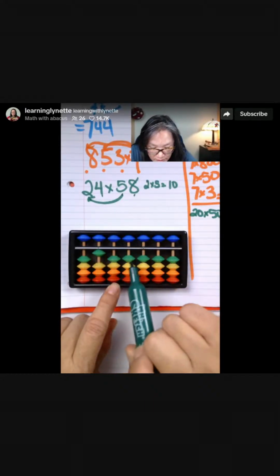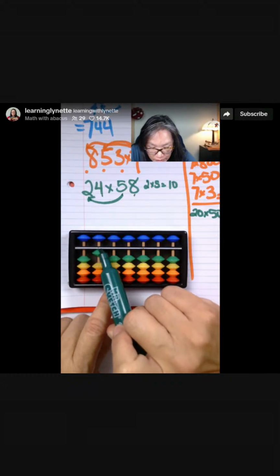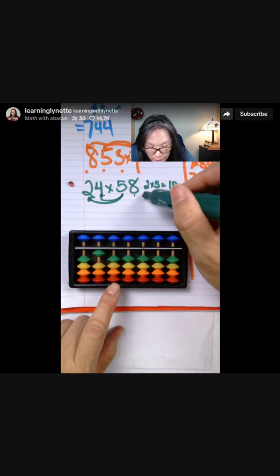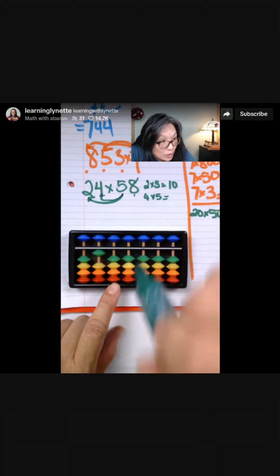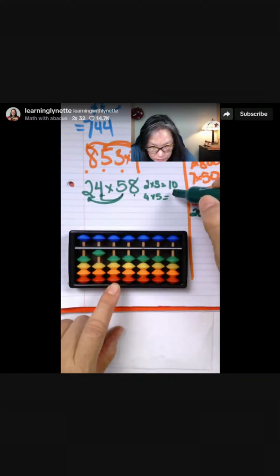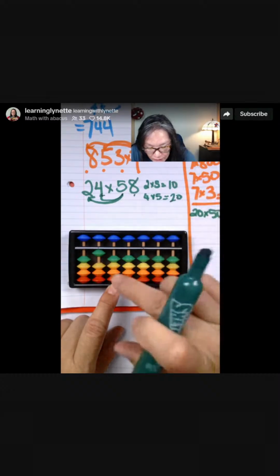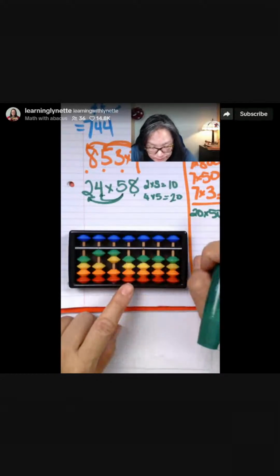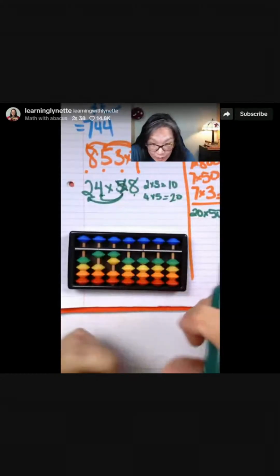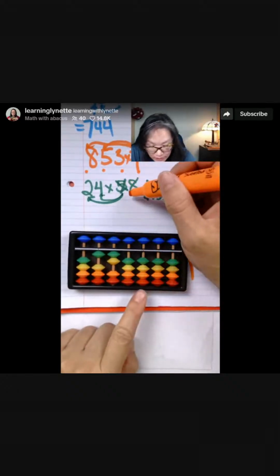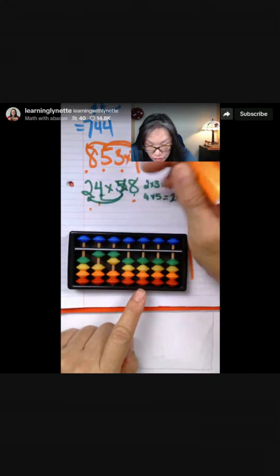Does that make sense? So when we're looking, we do 4 times 5. What is 4 times 5? 20. So I add my 2, I add my 0, and that's it. I'm done with the 5. Now I'm going to recount. 1, 2, 3. What are we doing? We've got to do the distributive property.